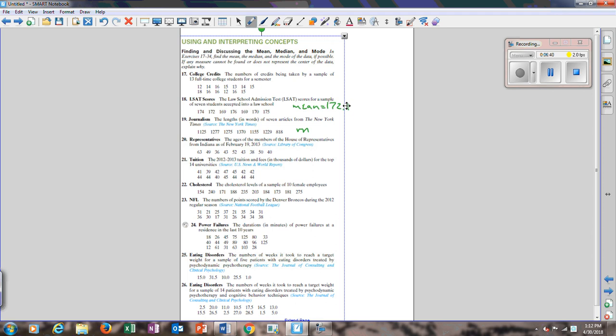Then the mode is going to be 169. And the median, or your middle number, is going to be 172. If we put these in order from least to greatest, you would have 169, 169, then 170. You're looking for the fourth number, so the fourth number would be 172.